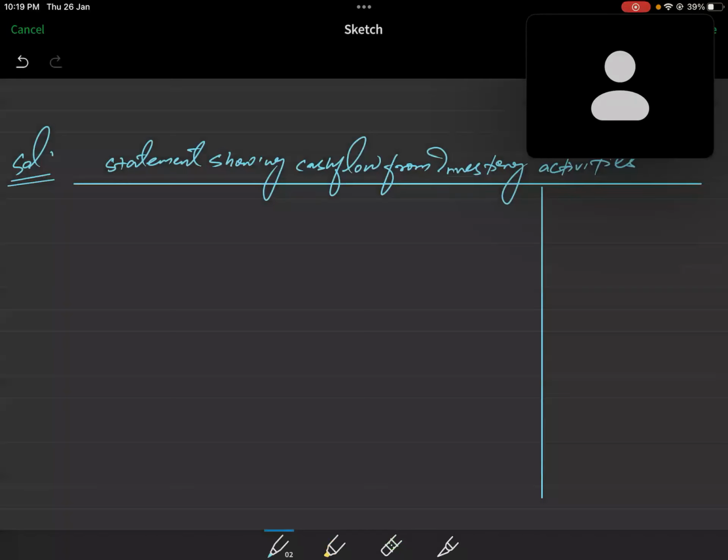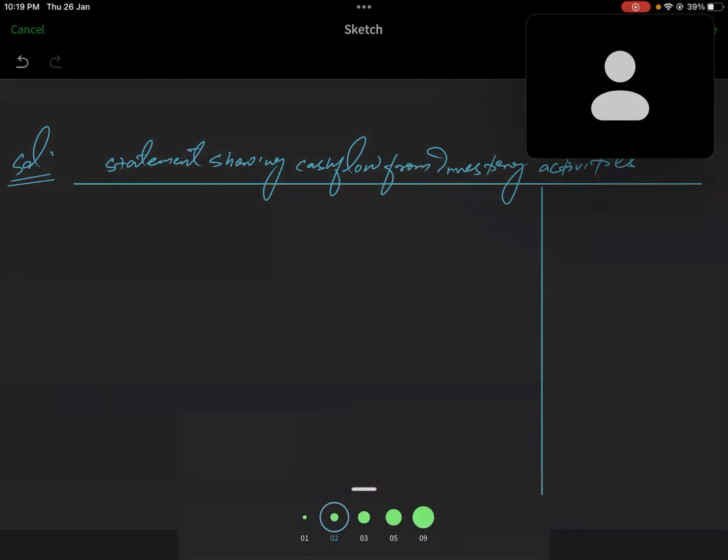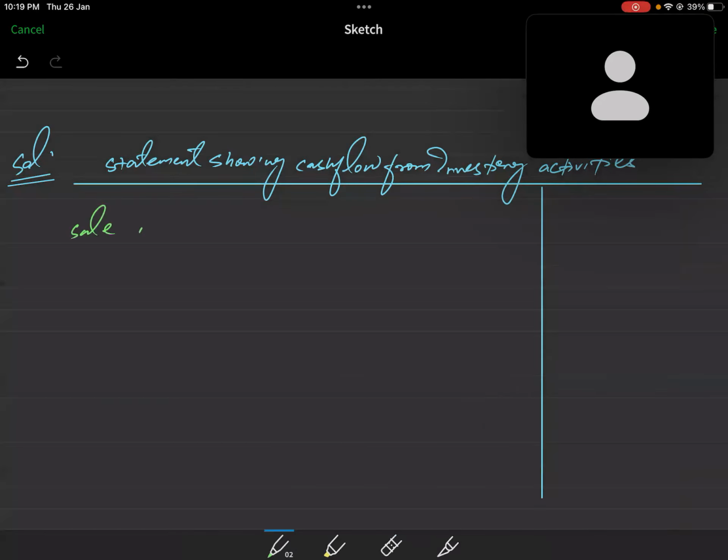First of all, the price at which the machinery has been sold is already given in the question. So we are clear about one thing, that there is inflow of cash of 2,20,000, the price at which the machine has been sold. So that we can write down sale of plant and machinery, 2,20,000.